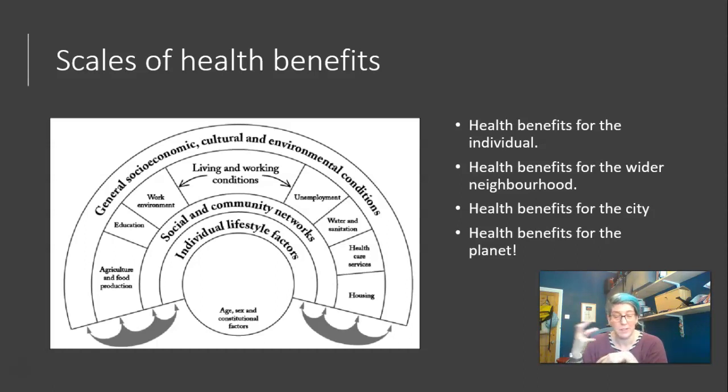And health benefits obviously can include the physical health of the population, but it can also include things like the health of the wider environment, and even you could think about the health of the economy as well. Not focused so much on that, but it is linked to modal choice as well.